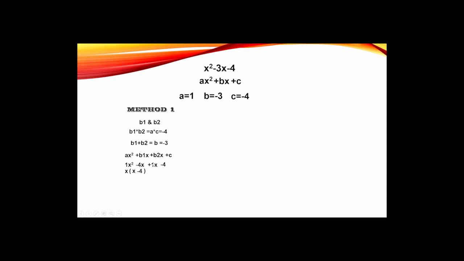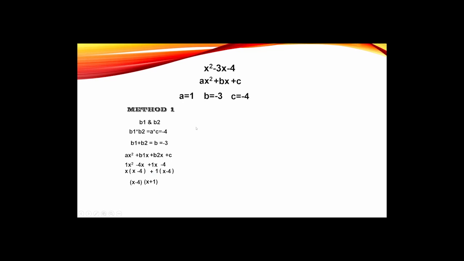Next, in these two terms there is no common term, so we will take 1 as a common term, plus 1, and inside the bracket we will get x minus 4 itself, and close the bracket. Now x minus 4 and x minus 4 are common here, therefore we will write x minus 4, and the left over is x plus 1, which we will also write here.